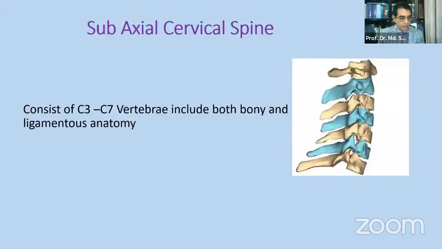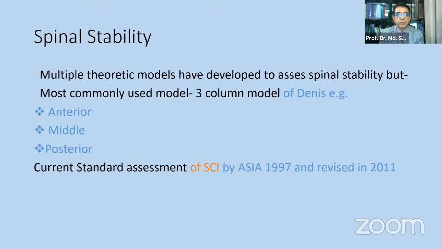So subaxial spine means that starting from cervical 3 to cervical 7. About the stability of the spine, especially in the cervical spine, there are multiple theoretical models, but finally the most acceptable model is the three-column model of Denis, that is the anterior, middle and posterior column. And the current standard assessment of spinal cord injury is usually done by the ASIA grading, that was started in 1997 and revised in 2011.